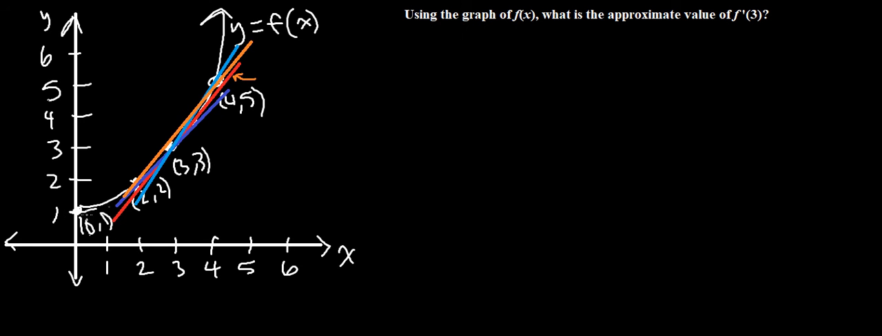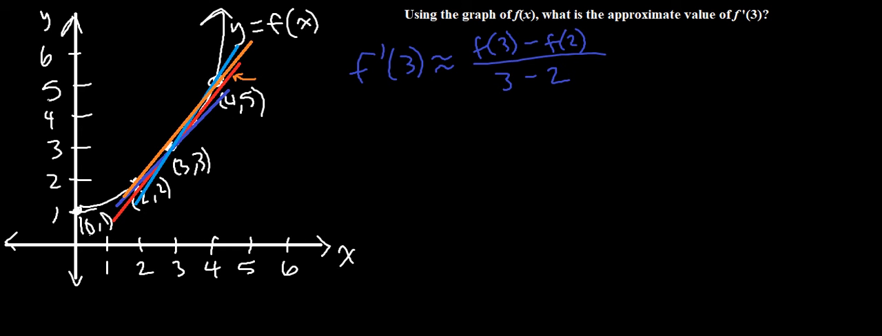We're given 2 points on all those secant lines. For example, if we take this dark blue line, we want to find f'(3). That's going to be roughly, we're given f(3) and f(2) on this line. We want to find the slope of that line, so slope is y2 minus y1, f(3) minus f(2), over x2, which is 3, minus x1, which is 2.